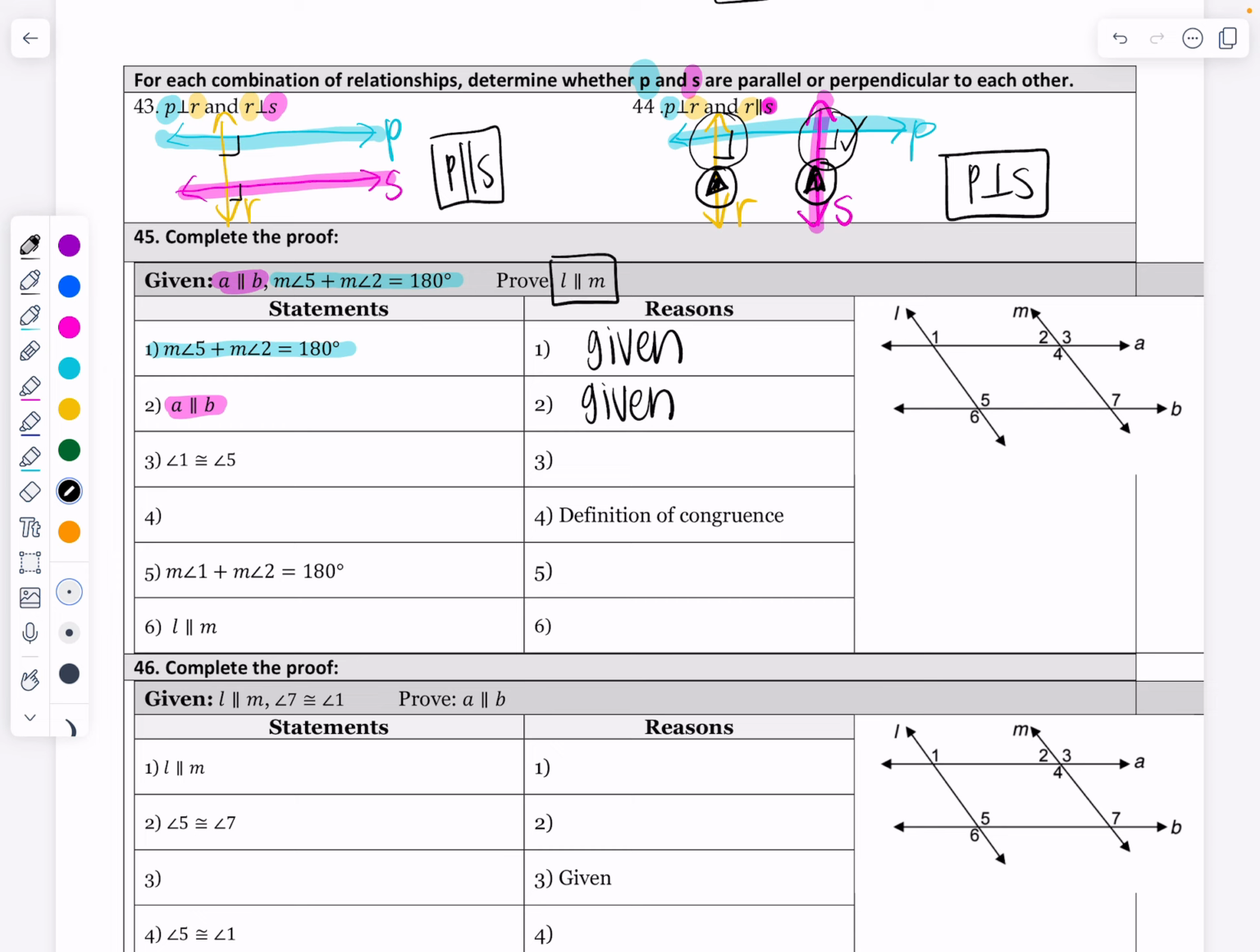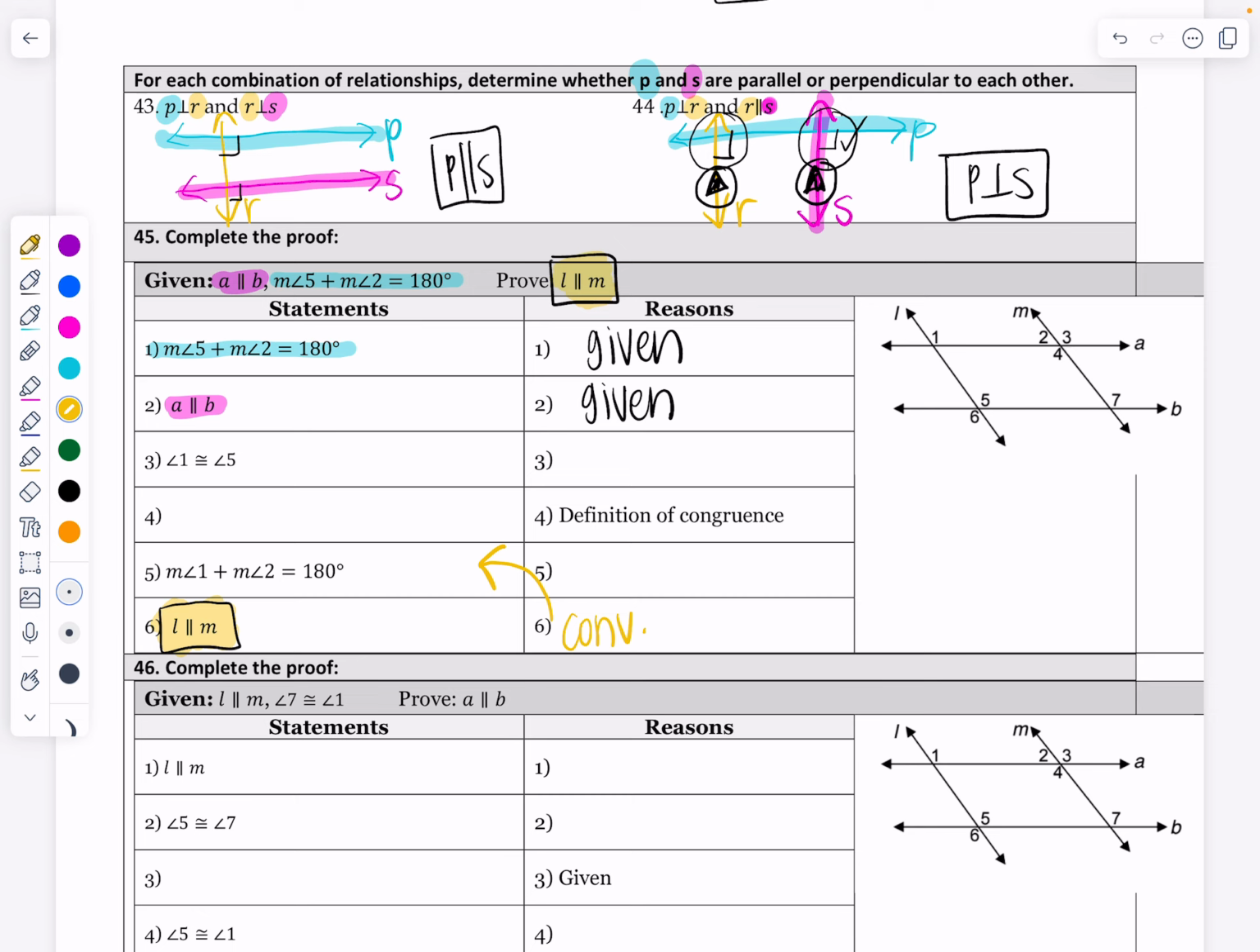What are we trying to prove? We're trying to prove that L is parallel to M. Well, why is that important? Because anytime you're trying to prove that two lines are parallel, I immediately know it's going to be the converse of whatever is written above it, whatever kind of angles those are. So let's go through it real fast.